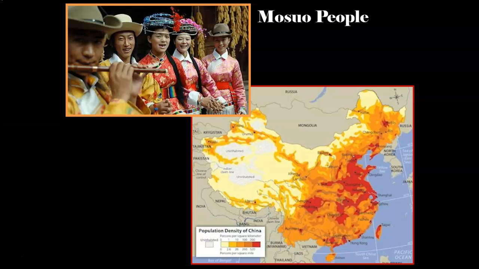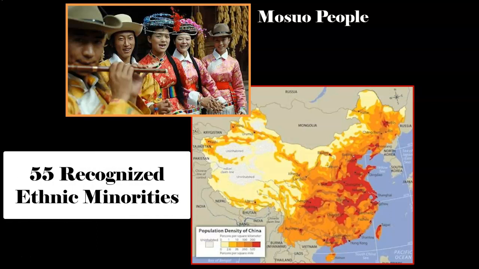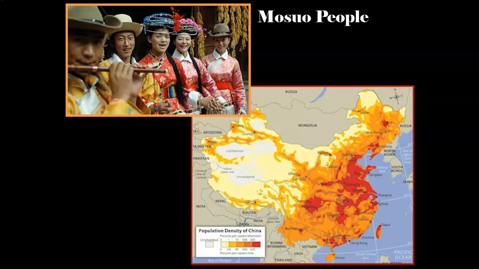People like the Mosuo or the Zhuang are part of the 55 ethnic minority groups that the Chinese government officially recognizes. There are 55 ethnic minorities that the Chinese government has said they're allowed to keep their culture, they're allowed to keep their practices, even if they go against some of the other customs or even some of the laws that the Han people practice in China.